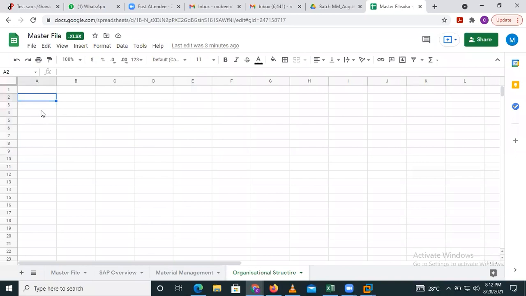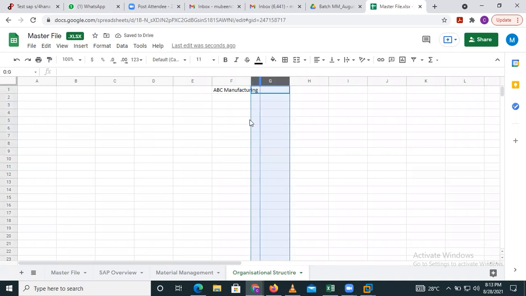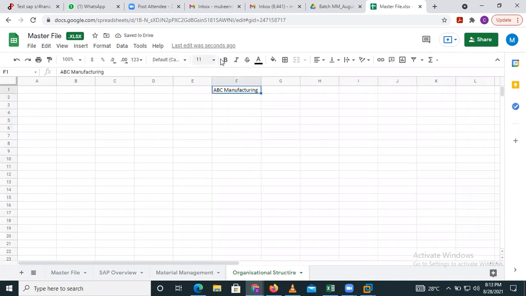Now, let's take an example. Our company is ABC Manufacturing. We'll take an example now, and we'll set up our own company. Our company name is ABC Manufacturing. ABC Manufacturing is doing business in chemical manufacturing, or let's take an example, the automobile sector. They are in the automobile sector, or they are in the chemical industry.